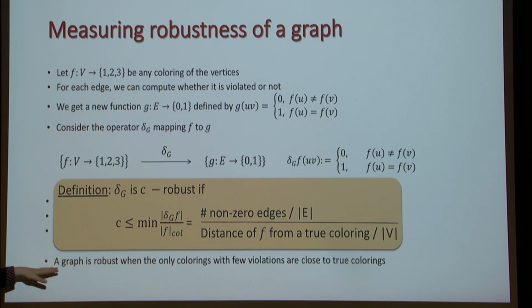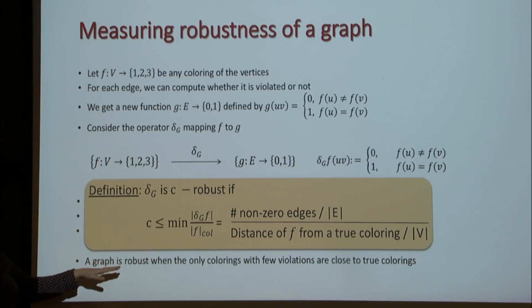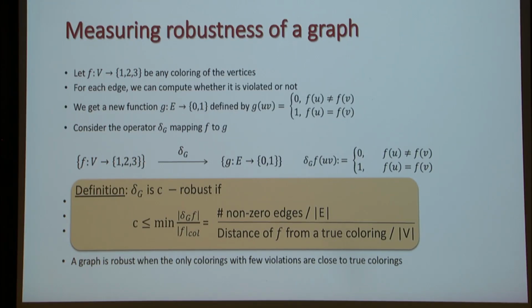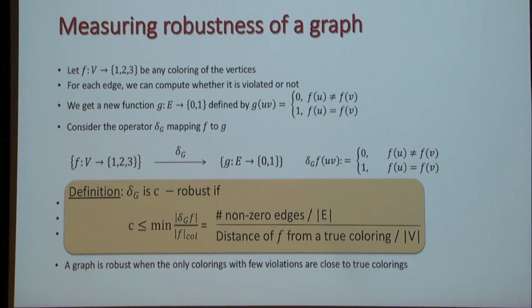I just want to say that a graph is robust when the only way you can reach very few violated edges is because you came from a true coloring. Of course, if you started with a true coloring and you randomly flipped a few bits, you may violate some edges, right? So you can always start with a good thing and perturb it and ruin a few edges. And robust means that this is the only way to satisfy almost all the edges. Okay, and this definition somehow resembles definitions of expansion and Rayleigh quotients, which we will see tomorrow. So tomorrow we will talk about this definition in this slightly bigger context.